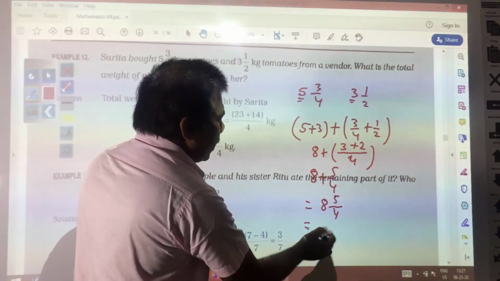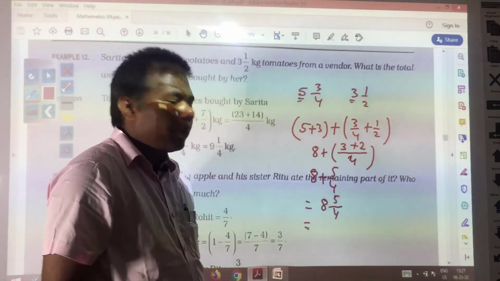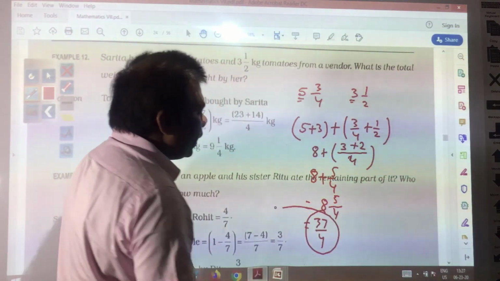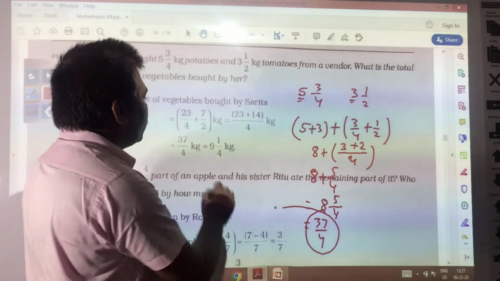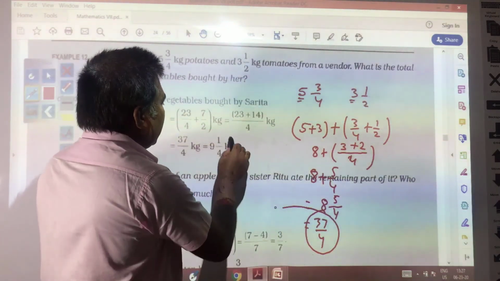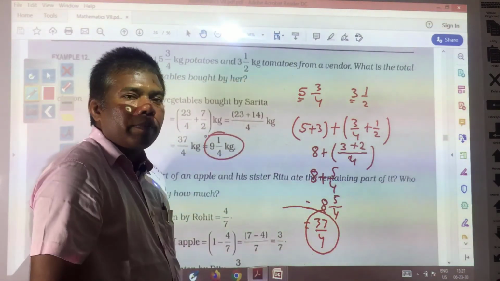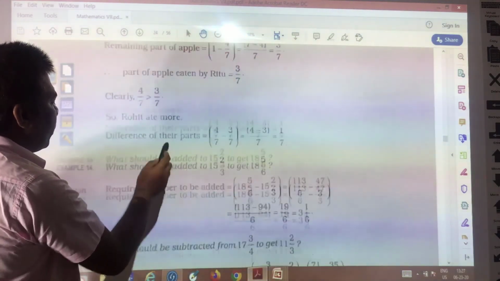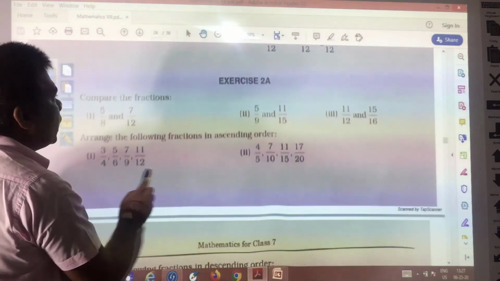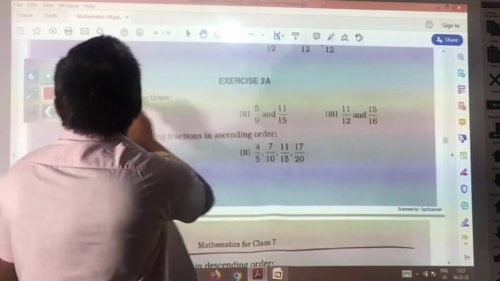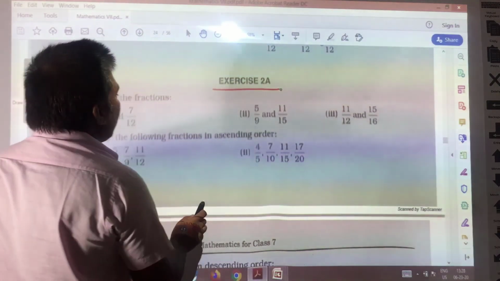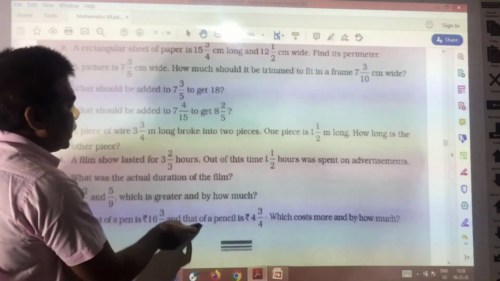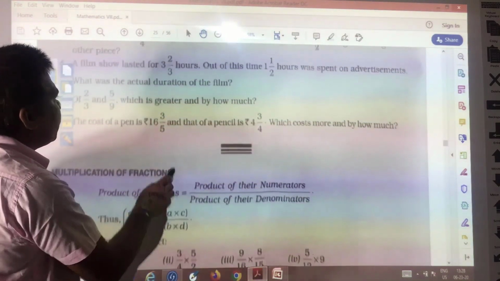It means what? If you convert that into an improper fraction, you will get 37 by 4, or if you divide this and again convert that into a mixed fraction, you will get 9 whole 1 by 4. So, in this way, I think if you go through all the examples properly, you will be able to solve all the questions, and you start exercise 2A. In exercise 2A, whatever questions are there, all are similar to the questions I explained now.